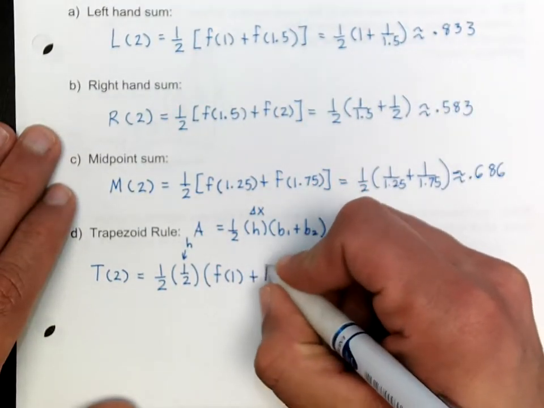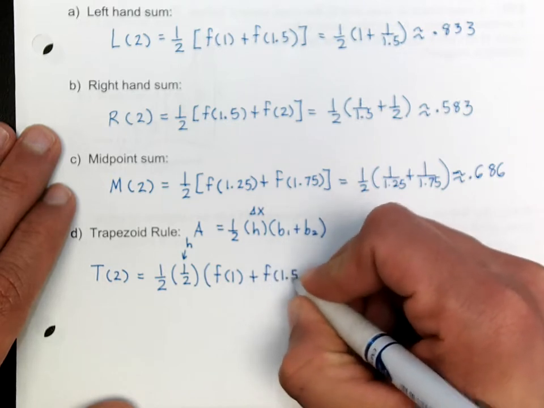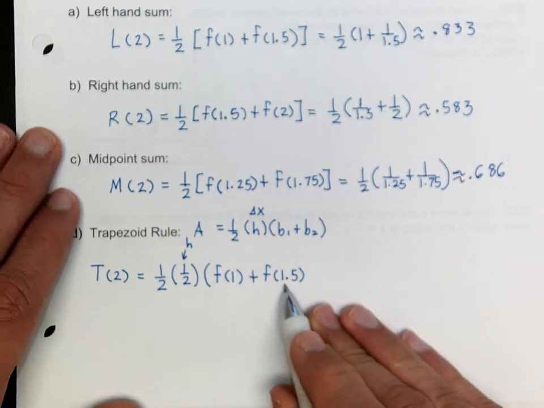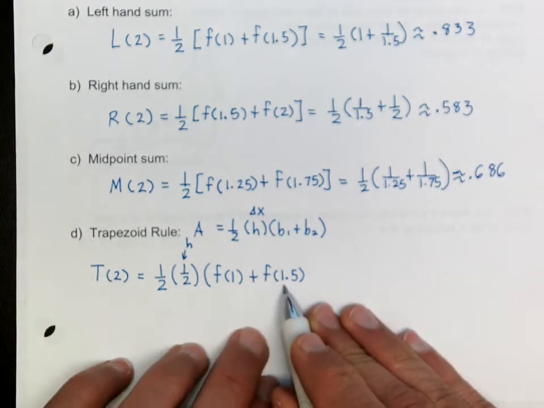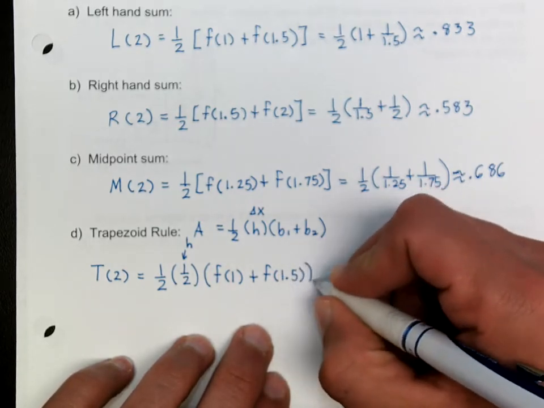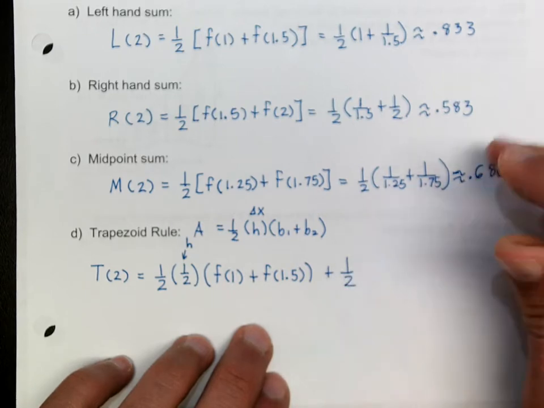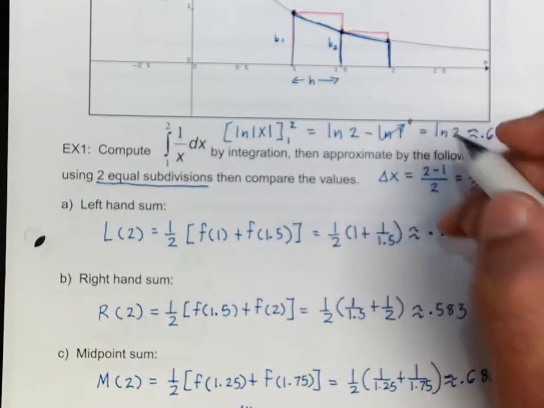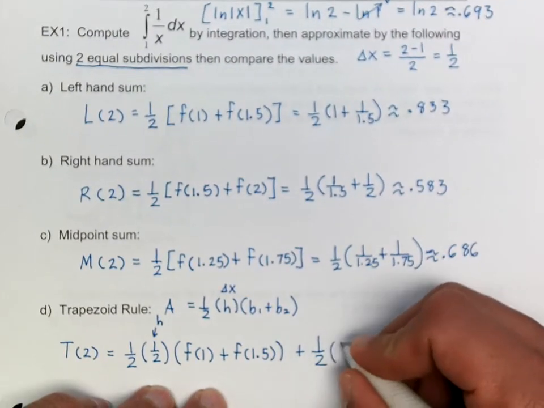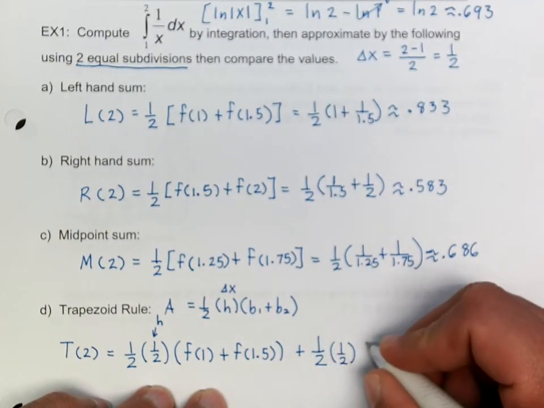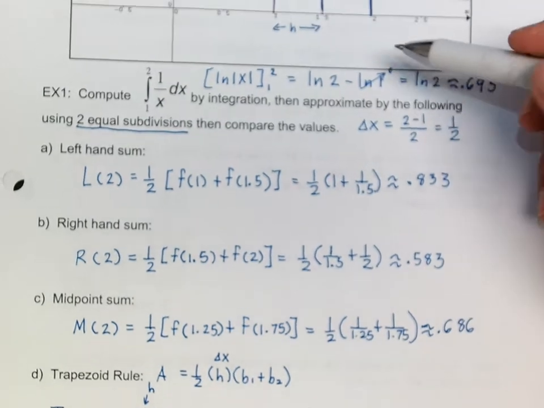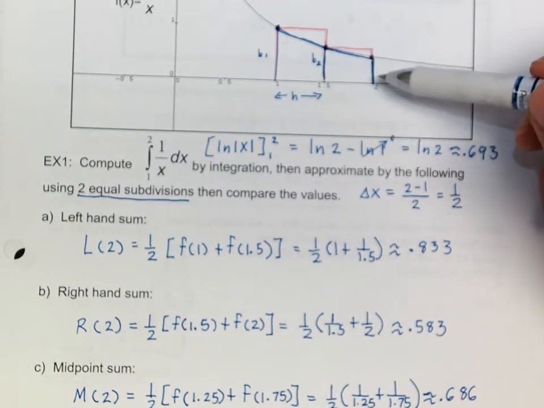Similarly, to find the height at 1.5, I plug that back into my original equation. I'm going to keep using my original equation, which in this case was 1/x. And then I have another tiny trapezoid right here, whose height is also 1/2. So we have 1/2 times 1/2. And the heights now would be f of 1.5, this one right here, and f of 2.